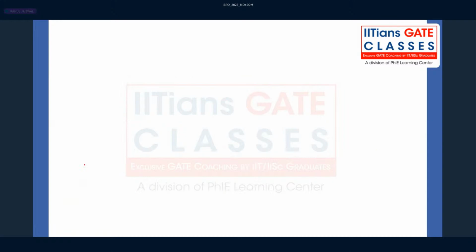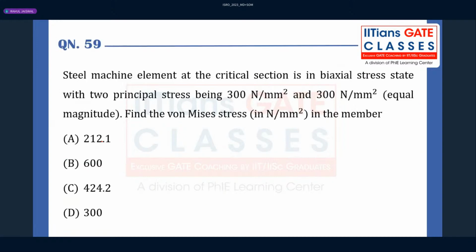Now, we'll try to solve the next question. That is the 59th question. Again, same problem we have discussed regarding the ISRO 2018 paper also. The von Mises stress. What is the von Mises equivalent stress? That is yield stress divided by factor of safety. I told you the complete formula. If you can recall the complete formula, can you just tell the formula?